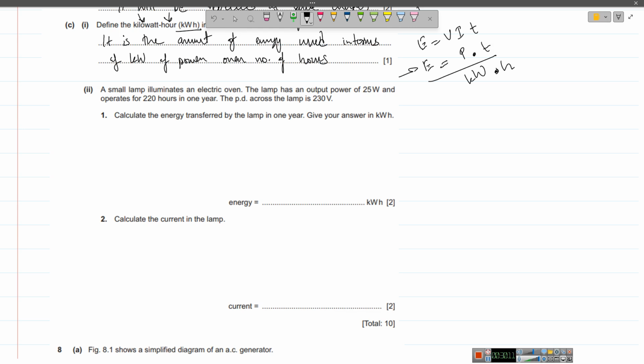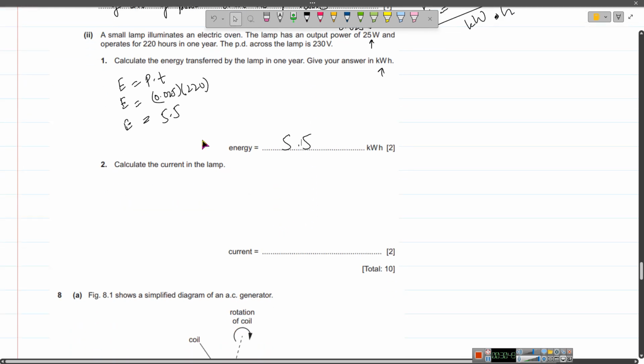So again, we can use this shortcut formula that E is equal to P into T. So E is equal to 25. Now keep in mind we have to get into kilowatts, so I have to convert this into kilo. That is going to be 0.025 kilowatts, right? So that is 0.025 kilowatts into 220 hours. That will give me the energy in kilowatt hours. Let me just calculate this. So 0.025 into 220, that is 5.5 kilowatt hours. So 5.5 kilowatt hour is the total energy consumed over the year.